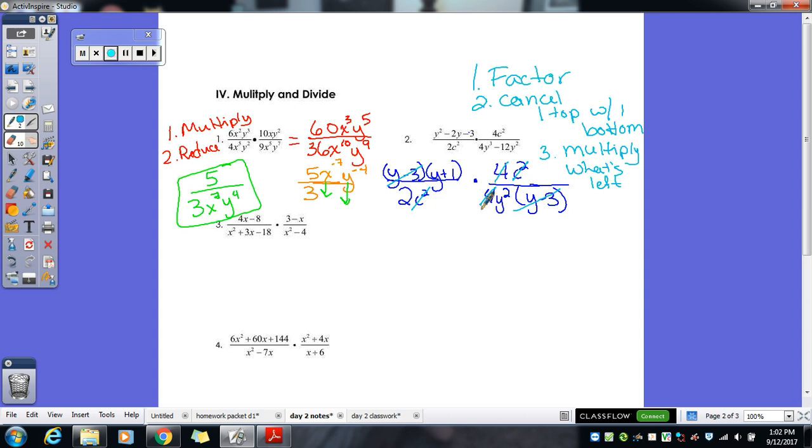So then what we have to do is find what's left. What's left in our numerator? What did we not cancel? The y plus 1. In the denominator, we didn't cancel the 2 or the y squared. So we're going to multiply those two together and get 2y squared. And that's our final answer.